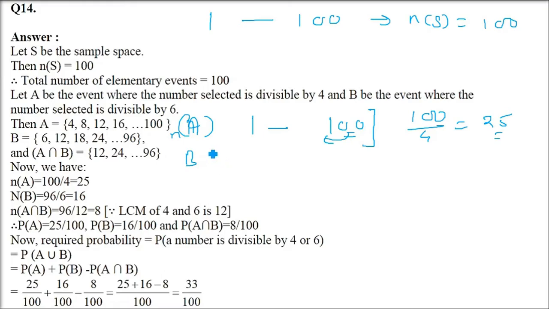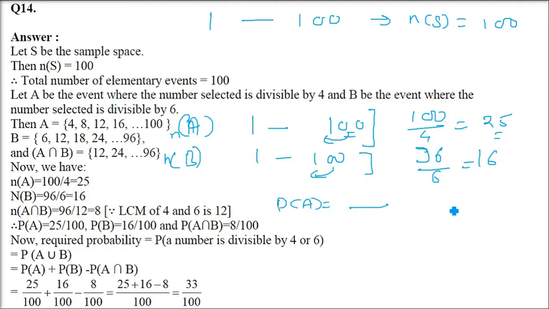Now B is the event of numbers divisible by 6. So we'll start from 100, go back and find the first number which is divisible by 6. So not 100, 99, 98, 97, 96 is divisible by 6. So 96 by 6 is 16. So the number of elements is 16. So probability of A will be what? Simply 25 by 100. For both cases we have to have the denominator as 100. Total number of cases is 100. So put it 100. Now the number of elements in A is 25. The number of elements in B is 16, over 100. Okay, these two are okay.